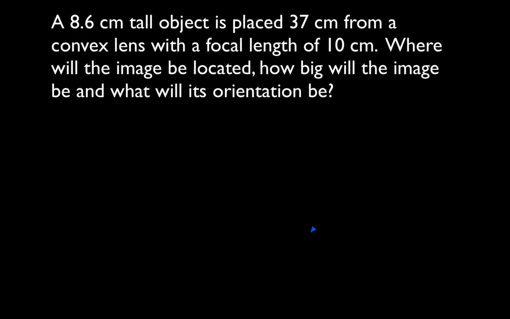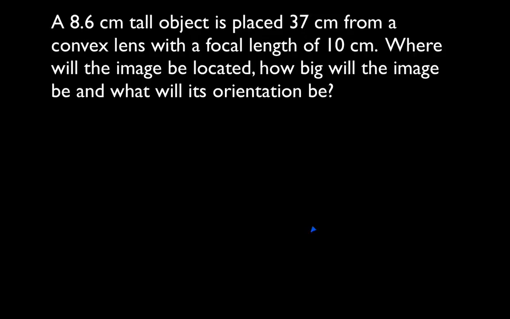Okay, this is our problem. It says we have an object that's 8.6 centimeters tall. It's 37 centimeters from a convex lens, and the focal length of this lens is 10 centimeters. And we want to know where will the image be, how big the image will be, which is basically its magnification, and what its orientation will be. Will it be inverted or upright?